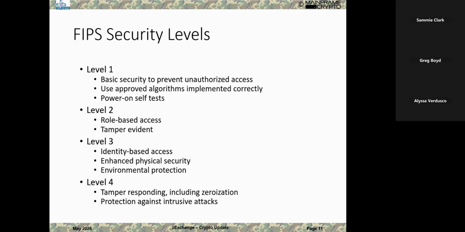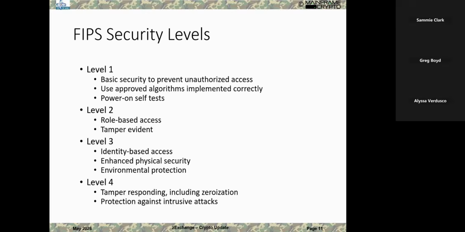Back to level 3, there's some environmental protections. If the temperature of the card gets too hot or too cold, that could be an indication of somebody trying to tamper with it. And if it exceeds the bounds that are allowed, the card will disable itself.